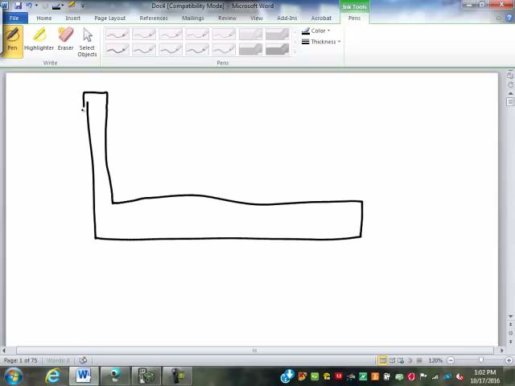Pretend that kind of looks like your framing square. Yeah, I know, I can't draw.